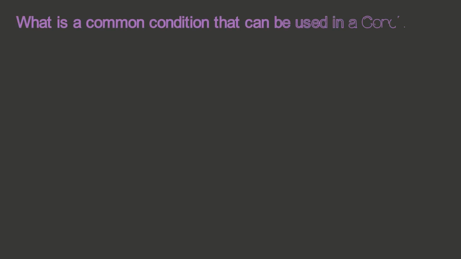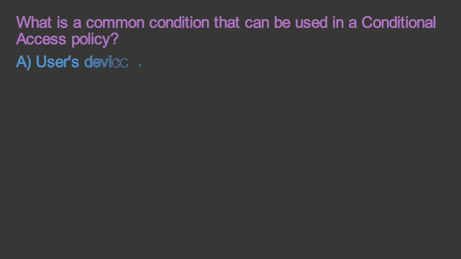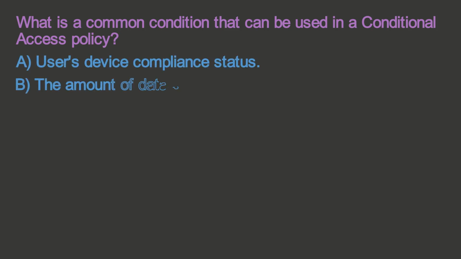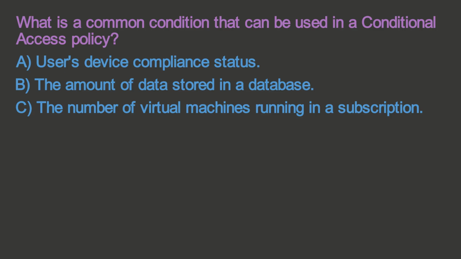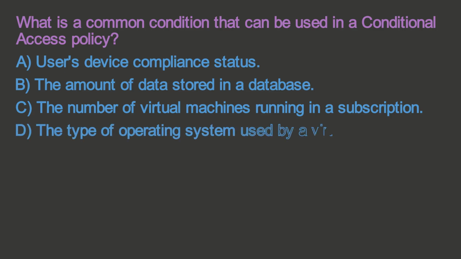What is a common condition that can be used in a conditional access policy? A. A user's device compliance status. B. The amount of data stored in a database. C. The number of virtual machines running in a subscription. D. The type of operating system used by a virtual machine.